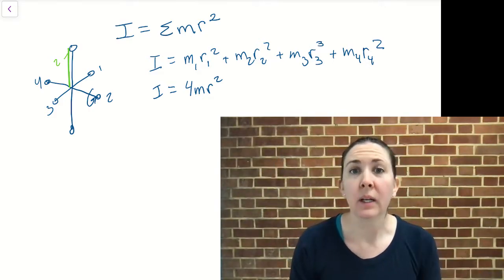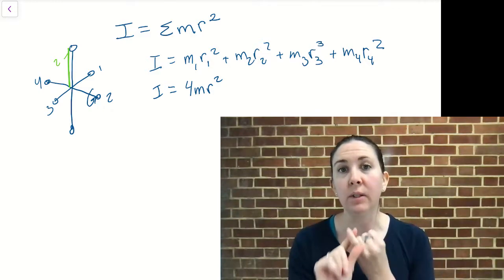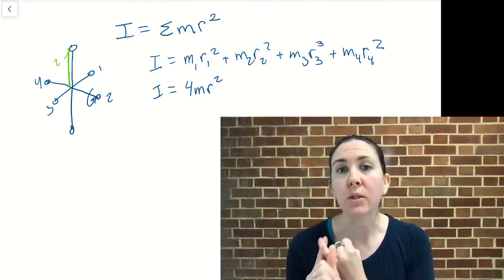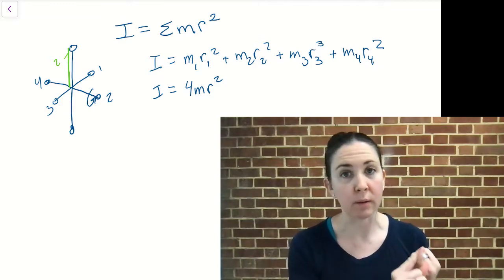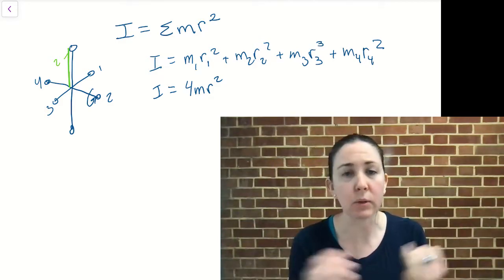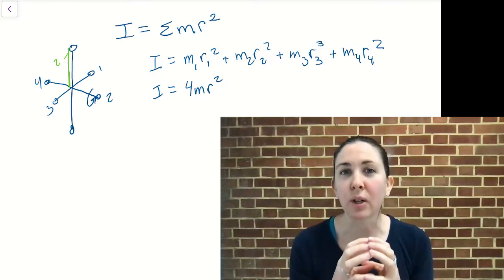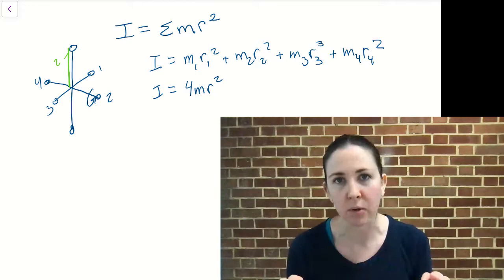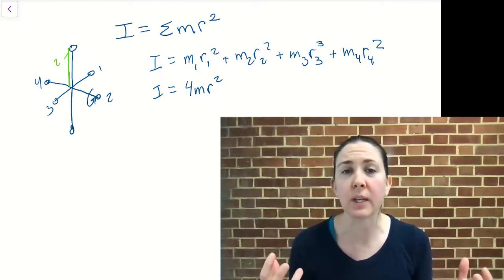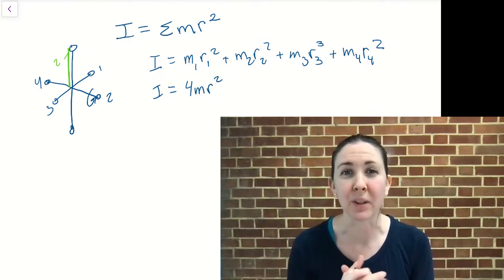So big takeaway: the same object can have different rotational inertia based on the axis of rotation that you have chosen, or that it's rotating about. The other big takeaway from this is that the rotational inertia of a point mass is just mr squared. We can use that later when we're dealing with angular momentum.